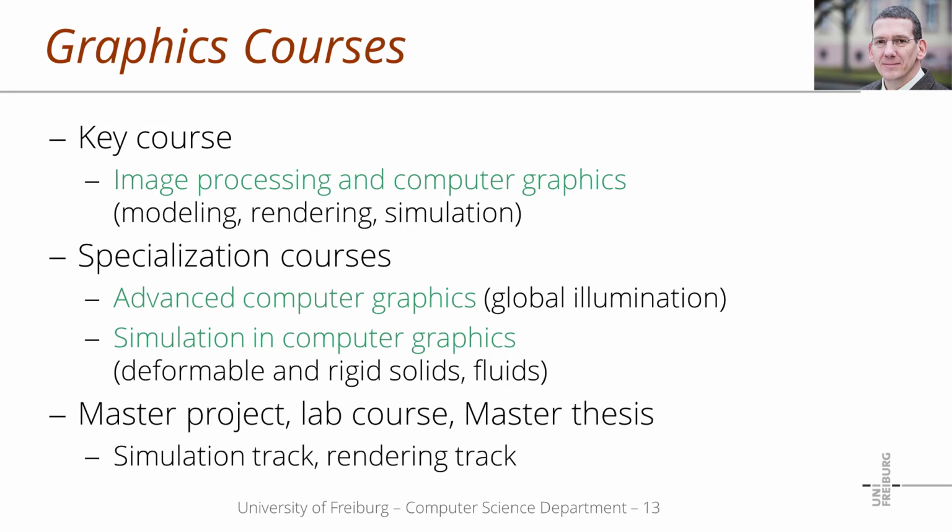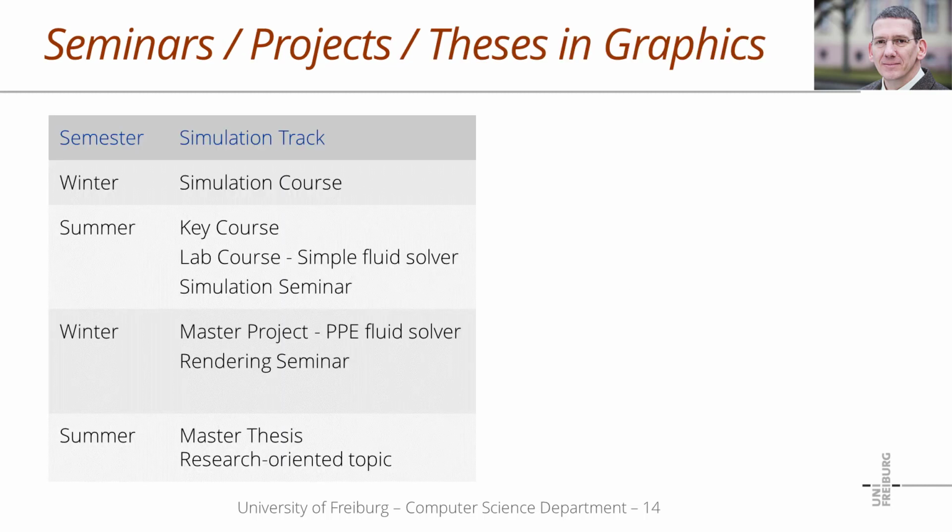In addition to the 3 courses, we also offer seminars, an animation seminar and a rendering seminar, and we also offer all types of projects and theses. We offer bachelor projects, master projects, lab courses, bachelor and master theses. In terms of the projects and the thesis, we distinguish 2 tracks, a simulation track and a rendering track. When interested in graphics at the University of Freiburg, you can either focus on simulation or on rendering.